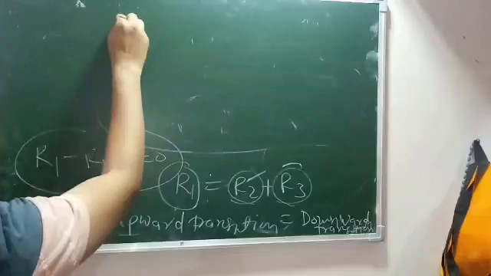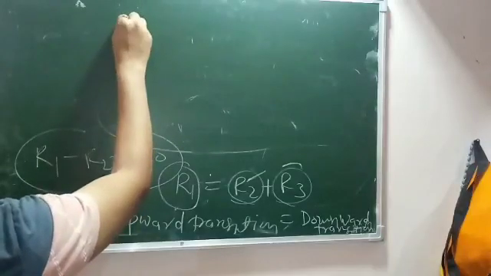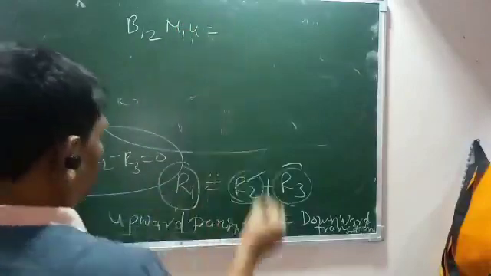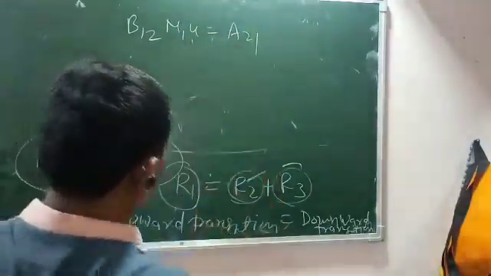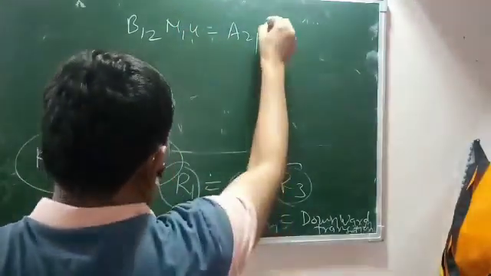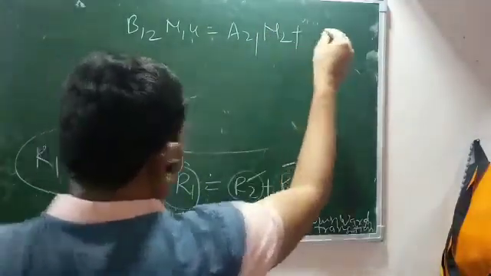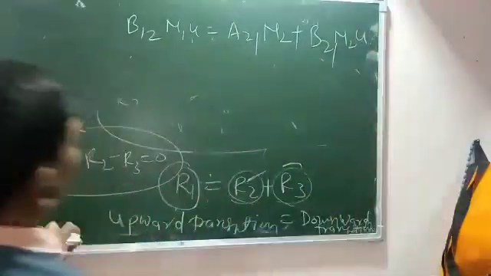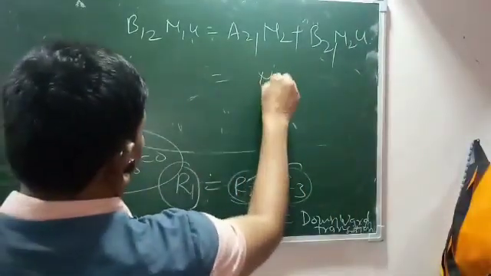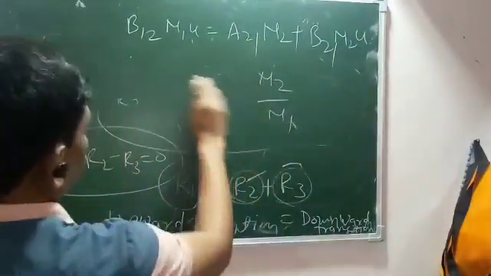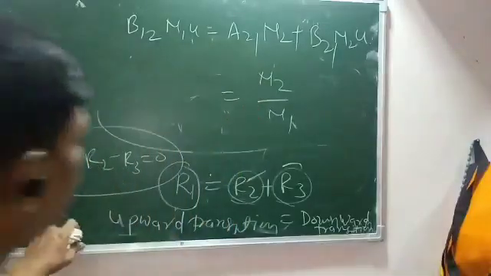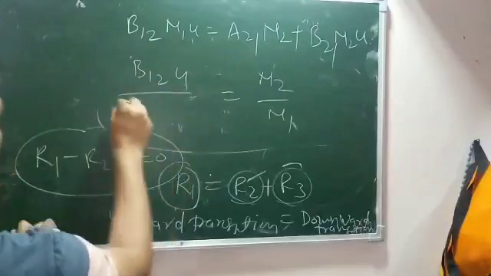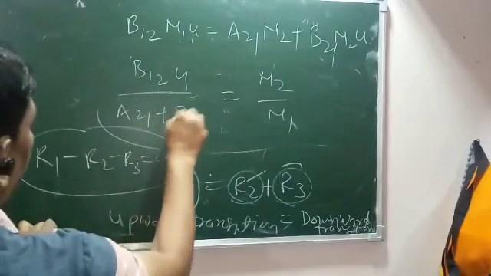R1 is equal to B12 N1 U, which is equal to A21 N2 plus B21 N2 U. Here we can see that the ratio of N2 by N1 is equal to B12 U upon A21 plus B21 U.